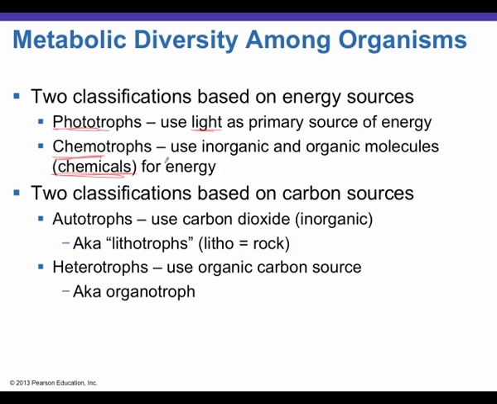Carbon sources also come in two basic sources: inorganic carbon, or autotrophs, and organic carbon, or heterotrophs. Now, we can combine these two, one from column A, one from column B, to make an organism with its energy source and its carbon source. So, let's combine them.